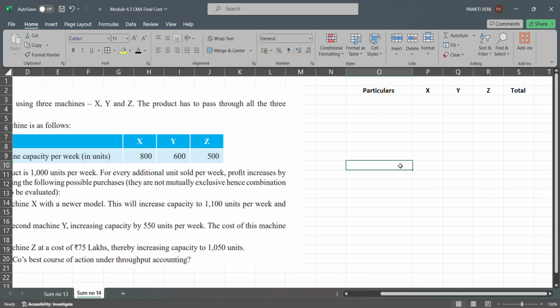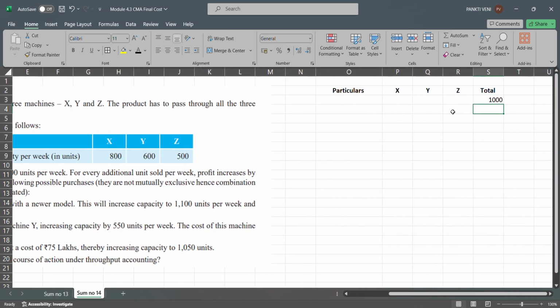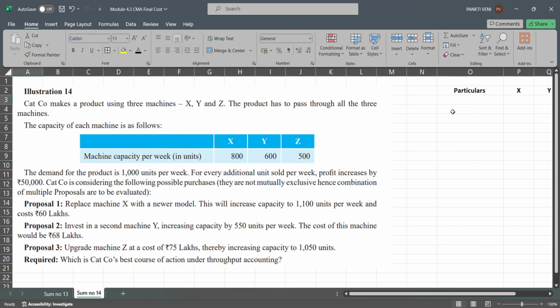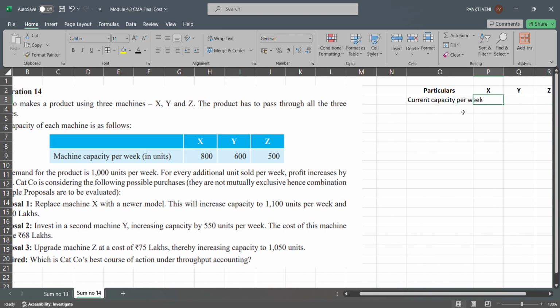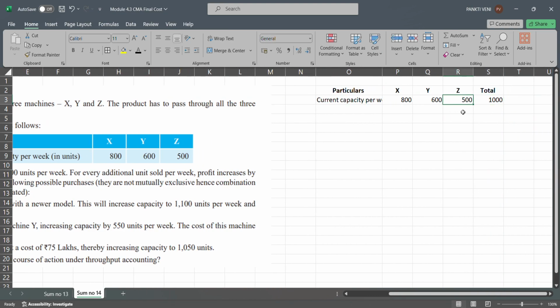So my total demand is 1000. Here they have mentioned demand for the product is 1000 units. Now what I'm supposed to do, if you check machine capacity per week, you have current capacity per week. So current capacity is 800, 600 and 500. Now what is the bottleneck here? 500 is my bottleneck. So I'll replace machine Z first.